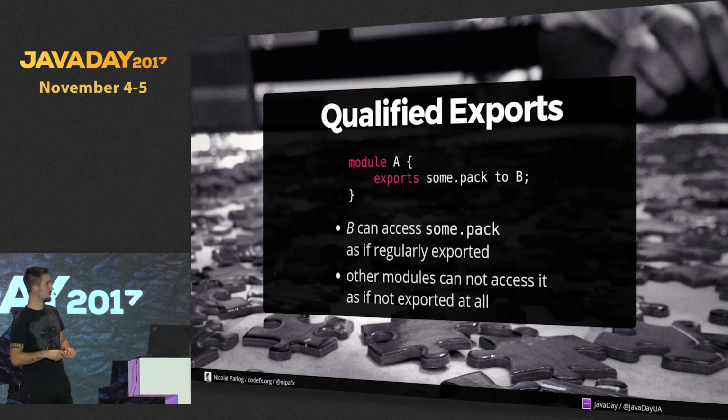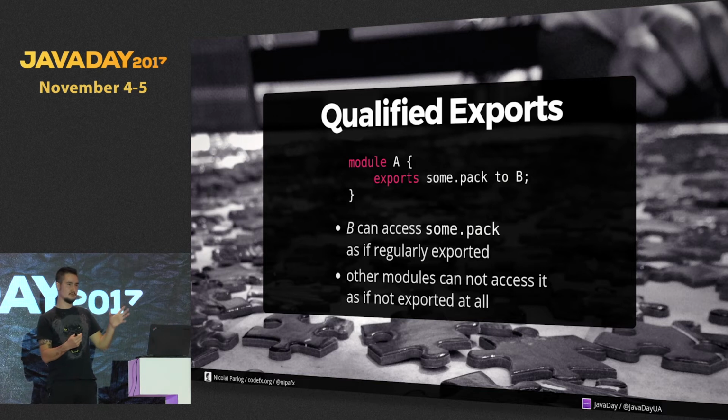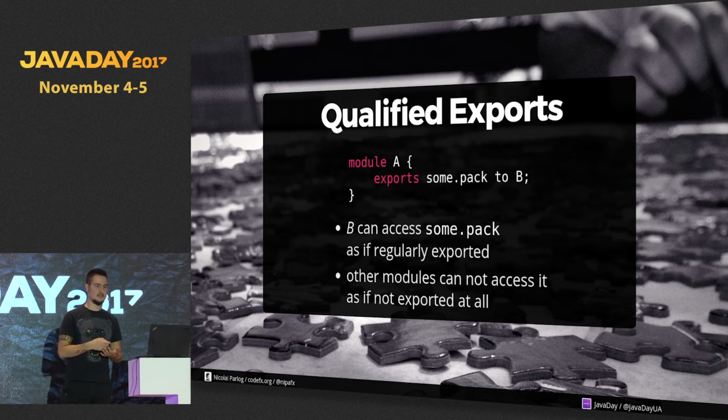It's called a qualified export, and when you export a package, you say which module or modules you want to export it to. So in this specific example, B can access some package just the way as if it were regularly exported, but no other module can. So A can control who can read this specific package.